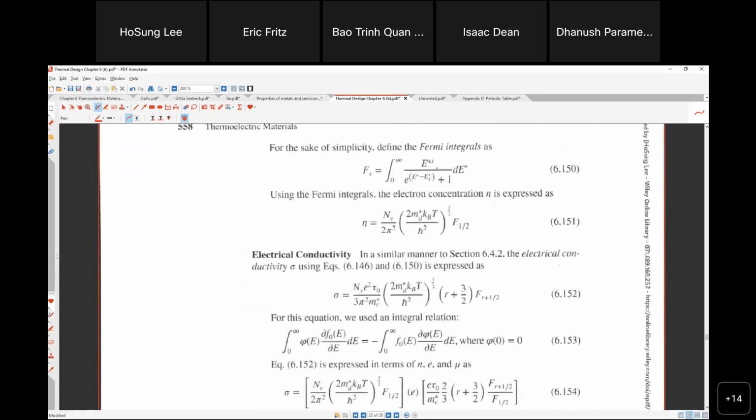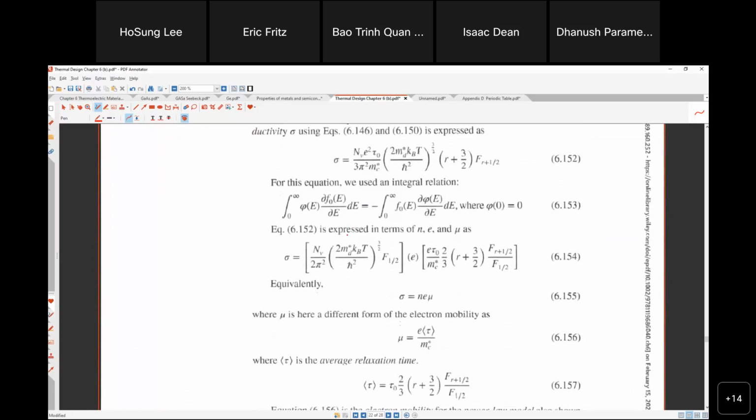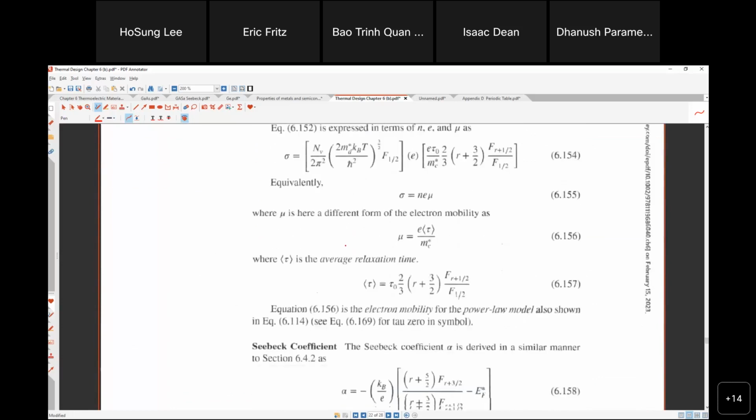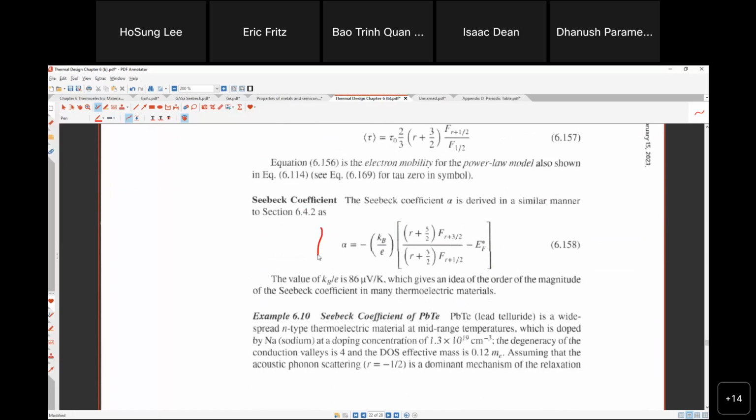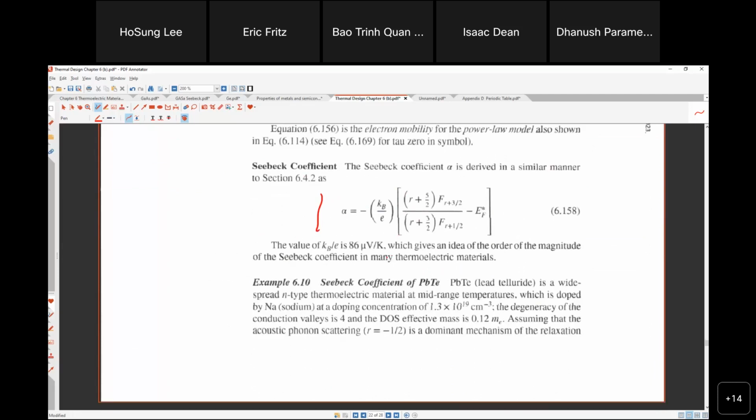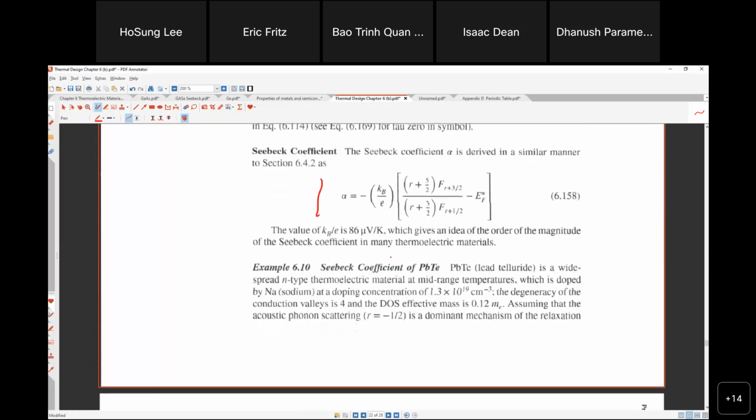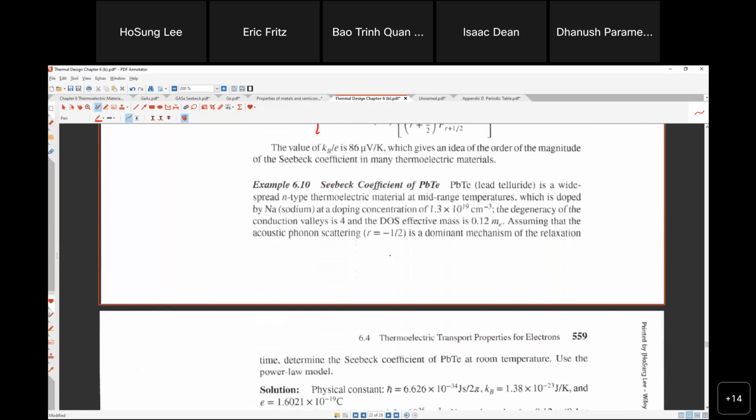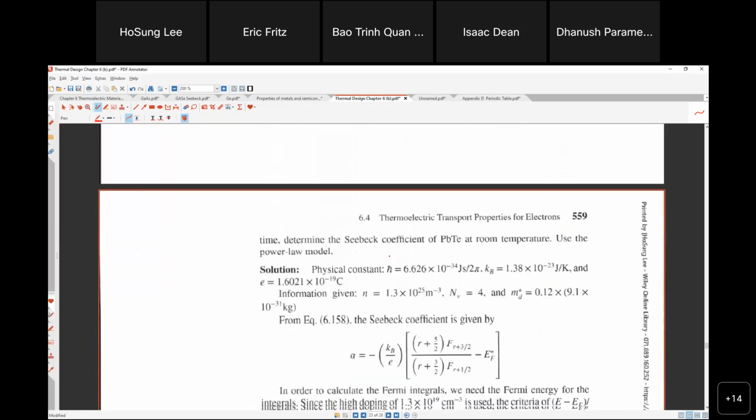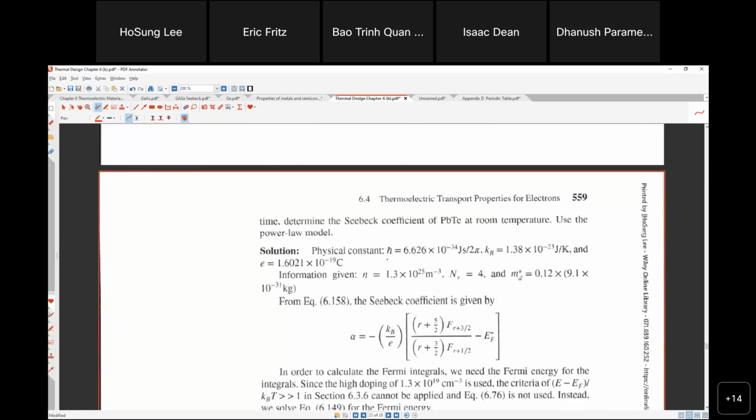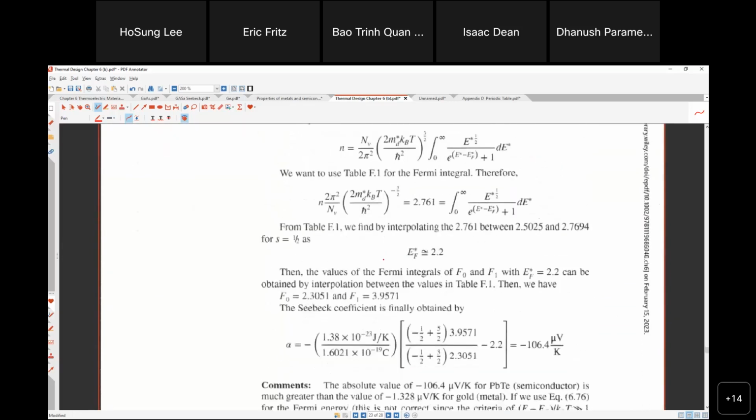They're using some Fermi integral. It has many forms, and we call it F_s, where s depends on the numbers because of r, three r's. We use the Seebeck coefficient now in terms of r, and it depends on the scattering material. Acoustic scattering is minus half.